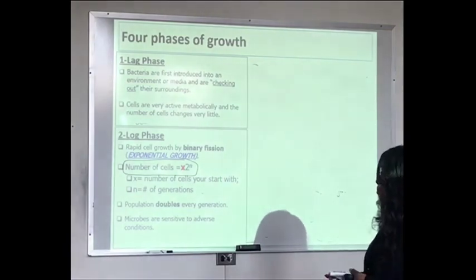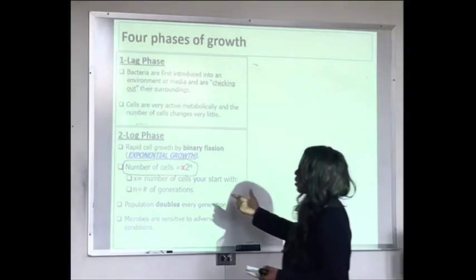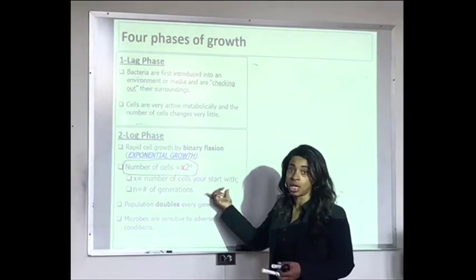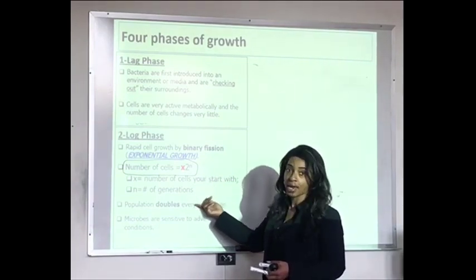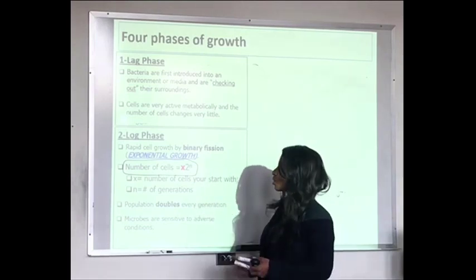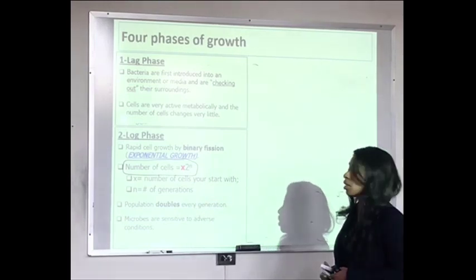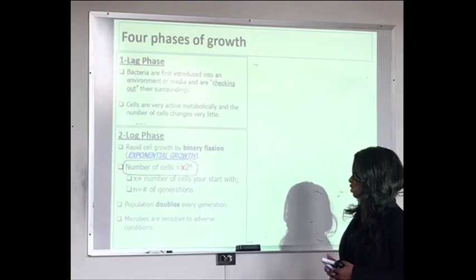And then we want to be able to calculate the number of generations. The number of generations, you have to figure that out. Sometimes it may tell you, or you have to figure it out based on the time that it takes for each cell to divide. Right?